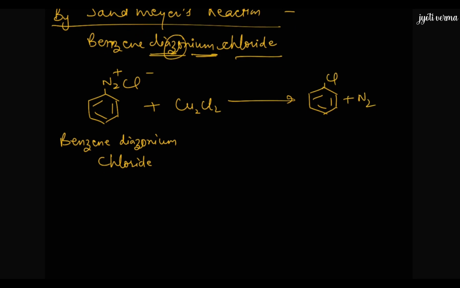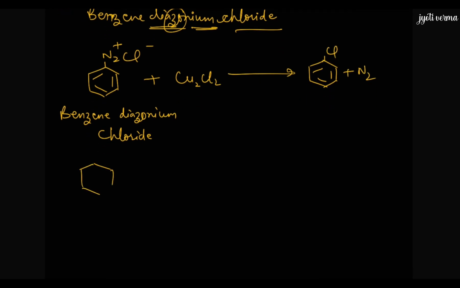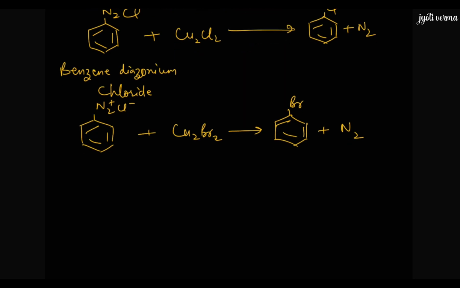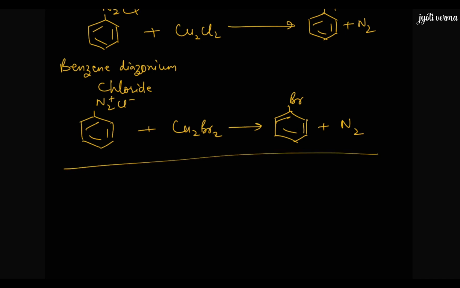plus N2. If we do the reaction of benzene diazonium chloride, that is N2Cl, with Cu2Br2, then the compound obtained will be bromobenzene plus N2. These reactions are called Sandmeyer's reaction.